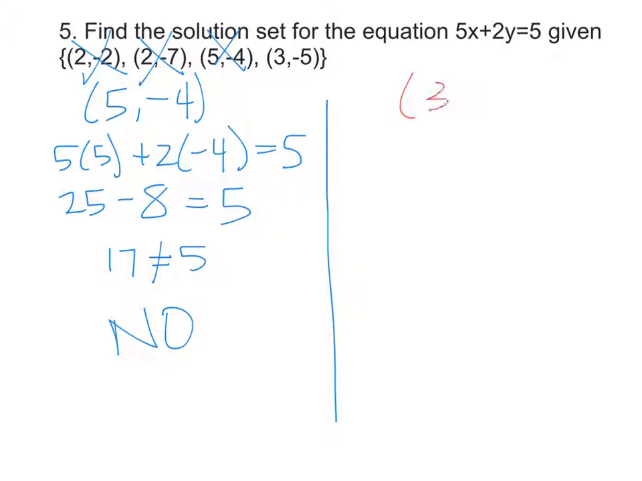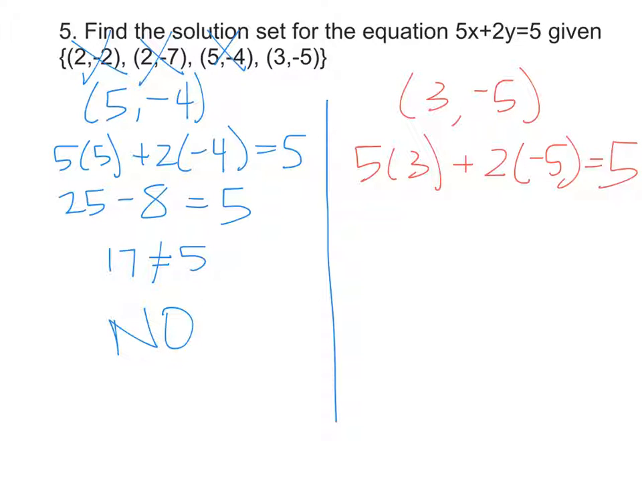So now we're going to plug in 3 for x, negative 5 for y. 5 times 3 plus 2 times negative 5. We're going to check and see if that equals 5. So 5 times 3 is 15. 2 times negative 5 is negative 10. And then we can simplify the left here. 15 minus 10 is 5, and that is the same thing as 5.